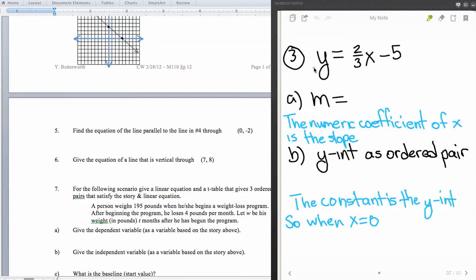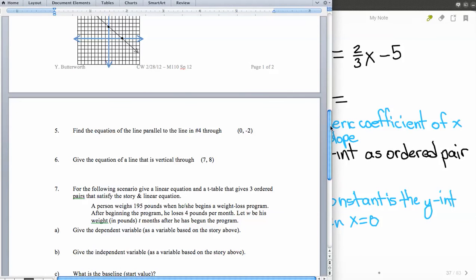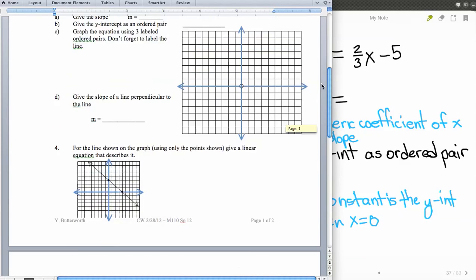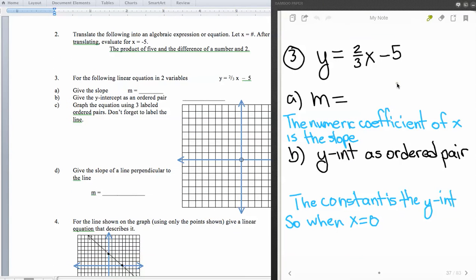I'm probably not going to get to finish this problem because I'm almost out of time, so we'll continue in the next one. So we're given the equation y equals 2/3 x plus or minus 5, and the first thing we're asked is to find the slope. So the slope is the numeric coefficient of x. So we're simply going to write 2/3. Do not write 2/3 x, that is incorrect. It is the number only.